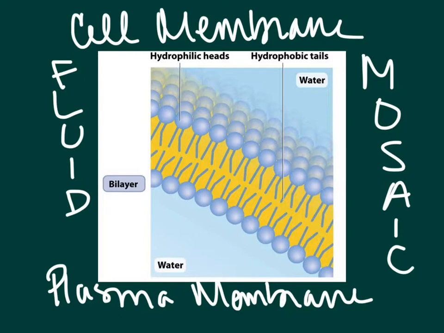Because if they have to be different, it's the hydrophilic little head things, and then it's hydrophobic, and they all interlock to make the fluid mosaic or the cell membrane.